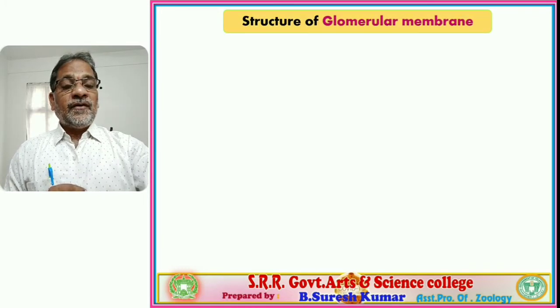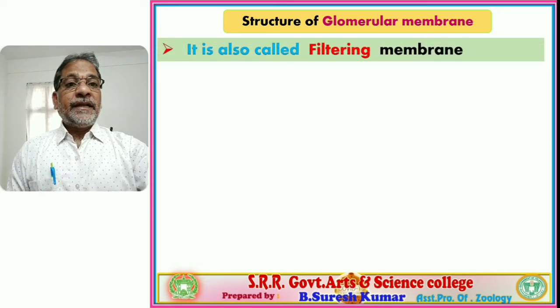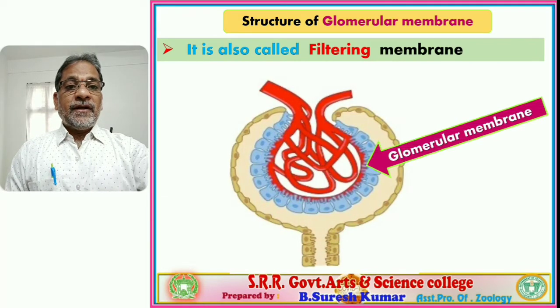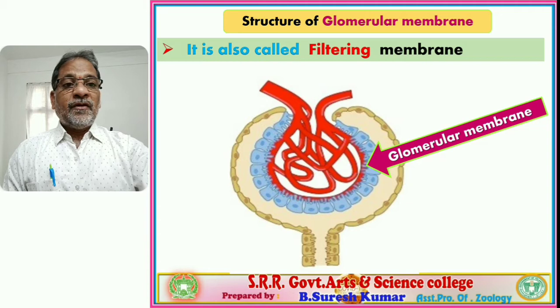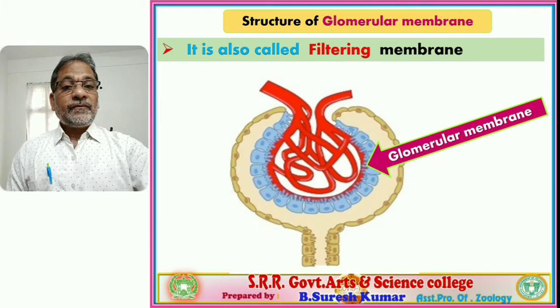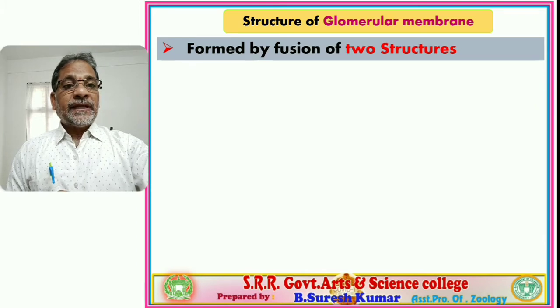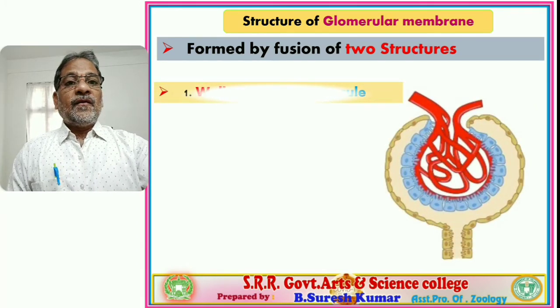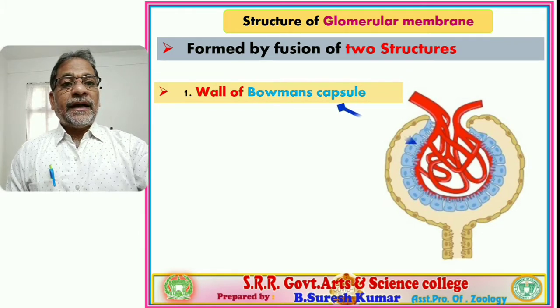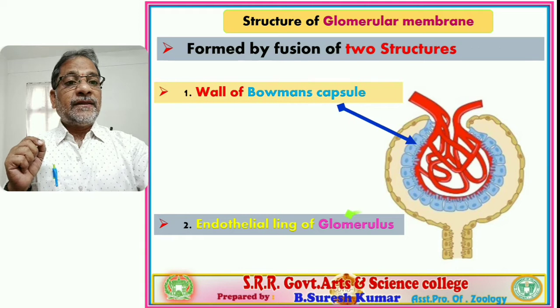Let us see the structure of glomerular membrane, otherwise filtering membrane. It is also called filtering membrane, produced by the fusion of wall of glomerulus and wall of Bowman's capsule. You observe this is glomerular membrane. You verify in the diagram, right? How it is produced, let us see. It is formed by two structures. They are wall of Bowman's capsule, and second one is endothelial lining of glomerulus. You verify this is endothelial lining of glomerulus.